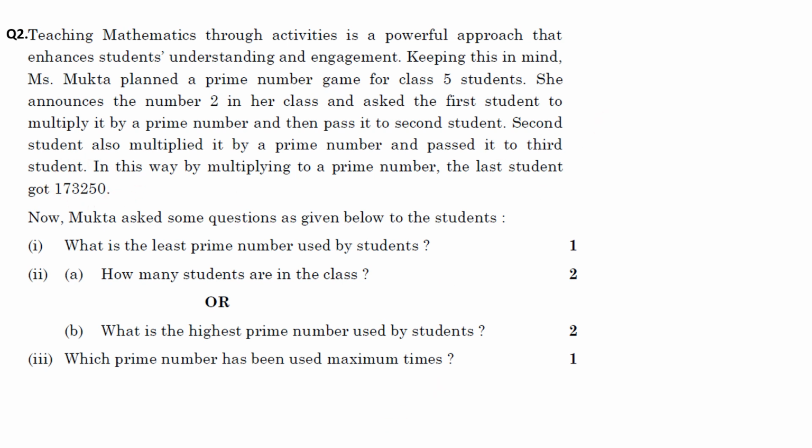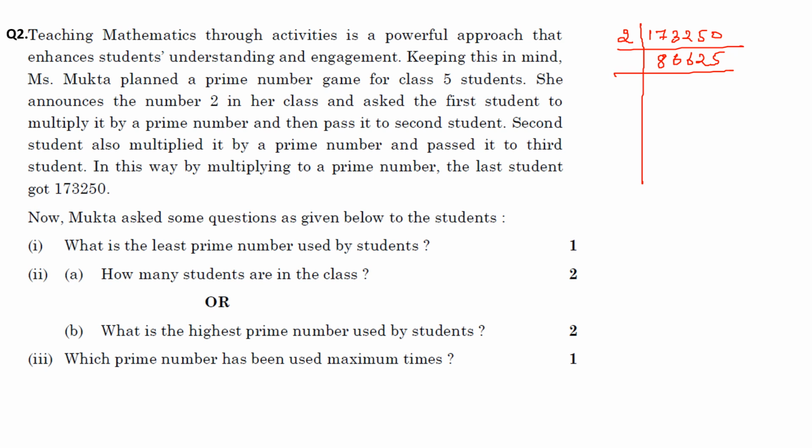Okay, so let's do it. So 173250. The first number was given by the teacher, and the number was 2. So we will start the factorization with 2. So 2 table, it will come 86,625. Now this 2 number teacher has given to the first student.